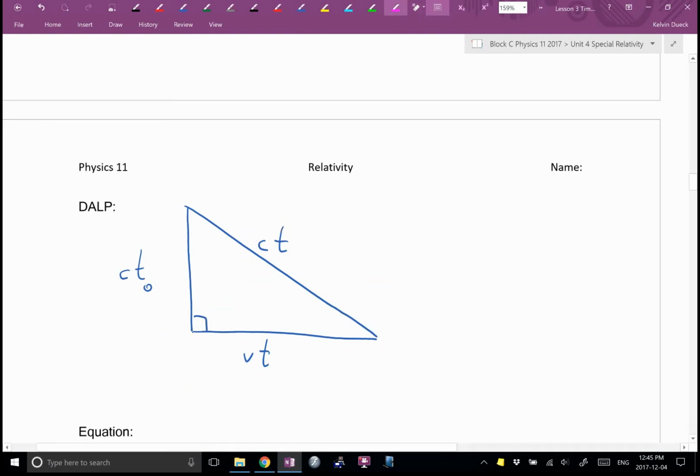What does Pythagoras say? Anybody remember Pythagoras? Something squared plus something squared equals something squared? And believe it or not, we're going to prove this. That's Math 8. We're going to prove Einstein's theory of special relativity with Math 8. Everybody write down: A squared plus B squared equals C squared.